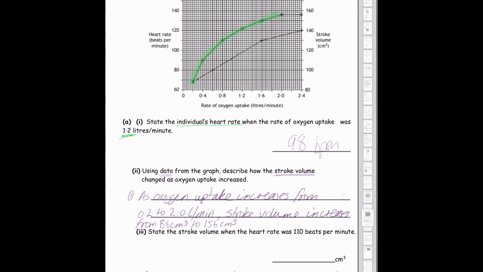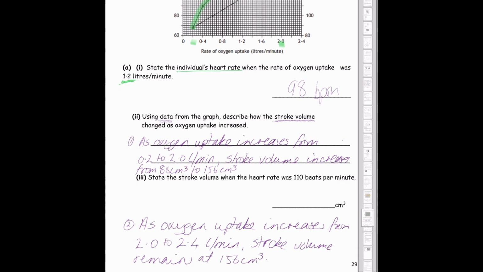up there. And then it levels off. So, like the previous question, there's 2 main phases to this graph. There's the part where, as we're increasing oxygen uptake, the stroke volume increases. And then we've got this last part here, where the stroke volume remains the same. So, we've got to have 2 sentences, and this question would be worth 2 points.